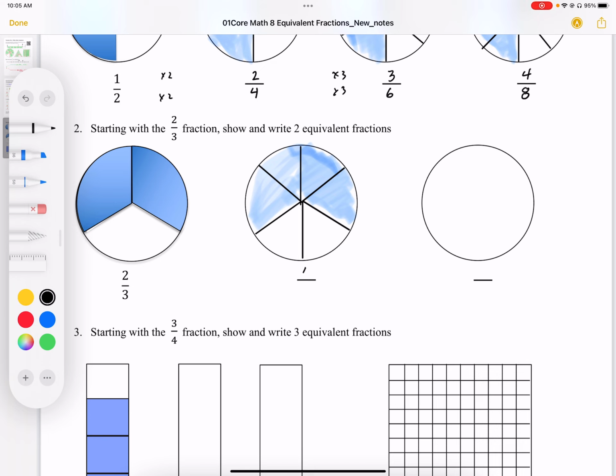So groups of 2 means times by 2 on the top, times by 2 on the bottom. So 4 out of 6 pieces shaded is equivalent to 2/3.